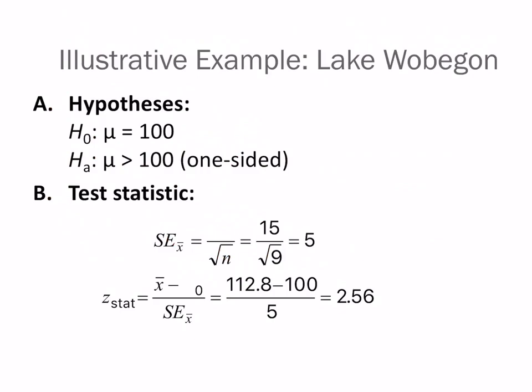So here we're going to run our hypothesis testing. We state our null hypothesis, which is mu is equal to 100. Our alternative hypothesis is mu is greater than 100, one-sided. So here we set up our test statistic. First, figure out our standard error of x, which remember is the standard deviation over the square root of n. So 15 over the square root of 9 equals 5. Then we calculate our z-stat, which is going to equal our x bar, which we calculated at 112.8, minus mu 0, the mu of our null hypothesis, over the standard error of x, which is 112.8 minus 100 over 5, and we get a z-stat value of 2.56.